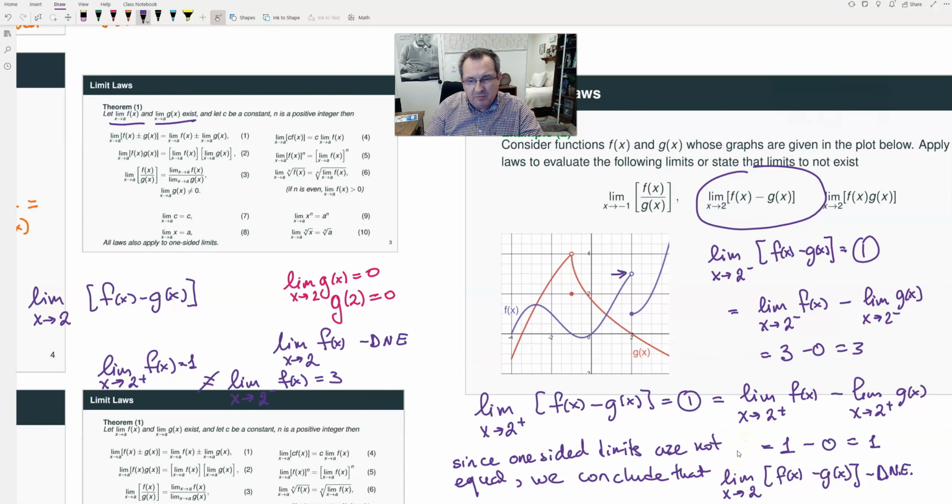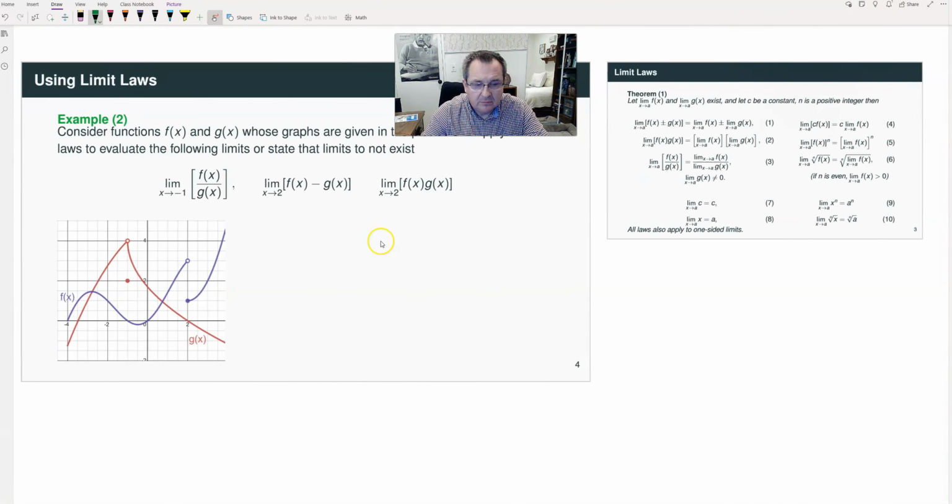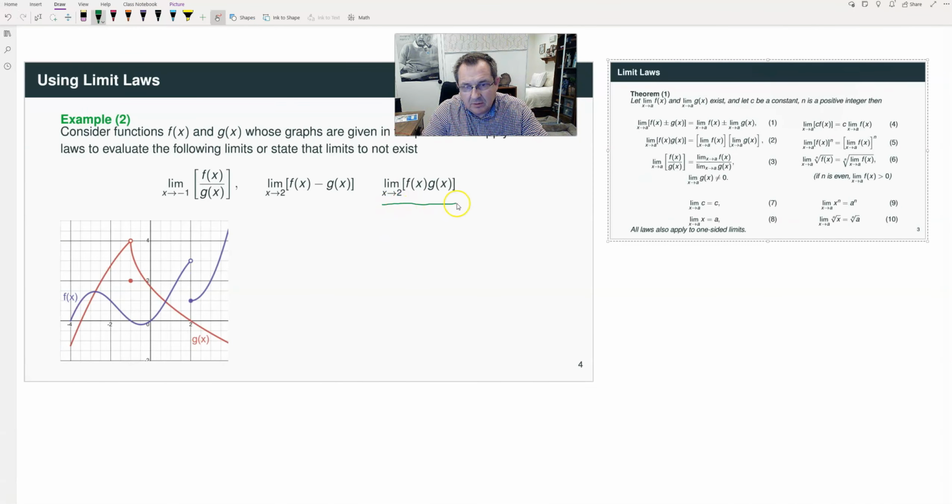In the future, we probably don't need to use this much detail when we solve examples with limits. A lot of things will come to us intuitively. However, this is the justification that you can produce if somebody asks you for the proof. Let us look at the last example. We have a limit of a product of 2 functions, f and g.